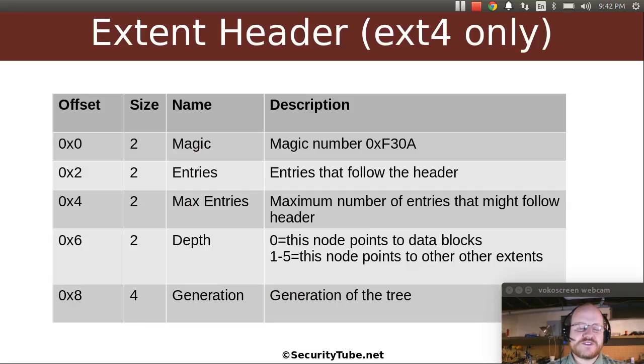Each of these structures is 12 bytes long. The header we saw in a previous video in one of our examples contains a magic number, F30A, and then it has the number of entries that follow. After that, it has the maximum number of entries. In other words, how much space is there to store entries after this header? Then you have a depth. How deep does this tree go? If it's 0, this node points to data blocks, and if it's 1 through 5, this node points to other extents. Now, if you do the math, you'll find that you'll never need more than 5 levels. And then we have the tree generation that stores the version.